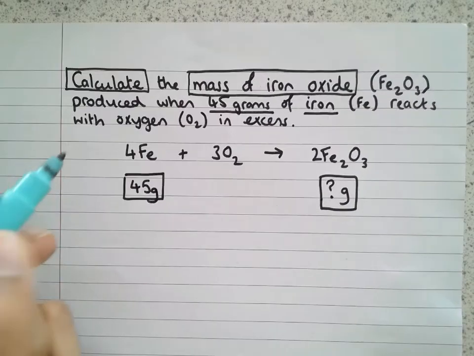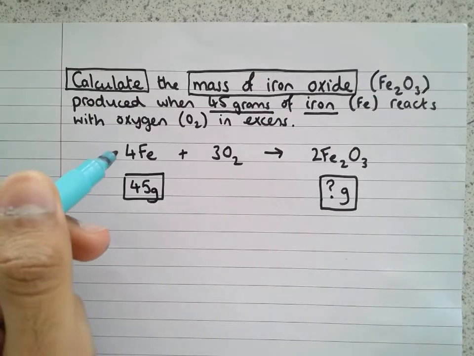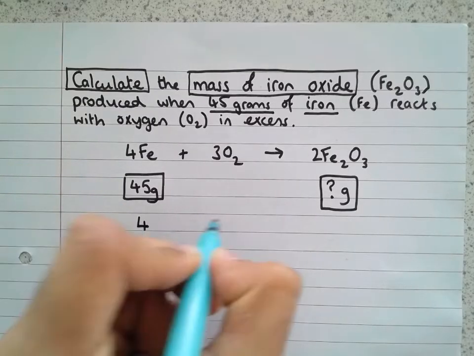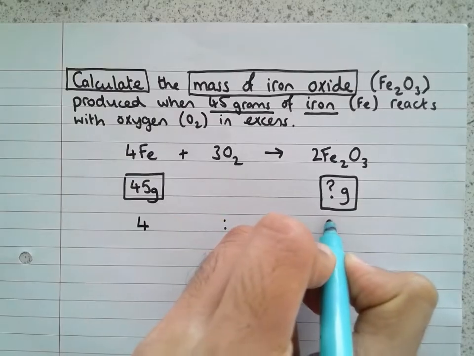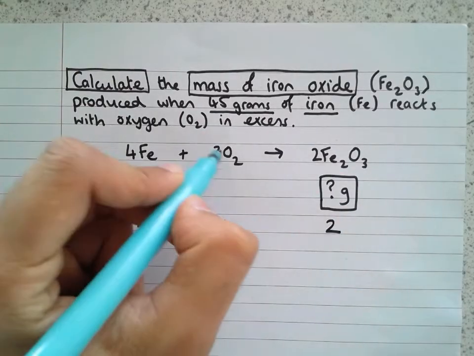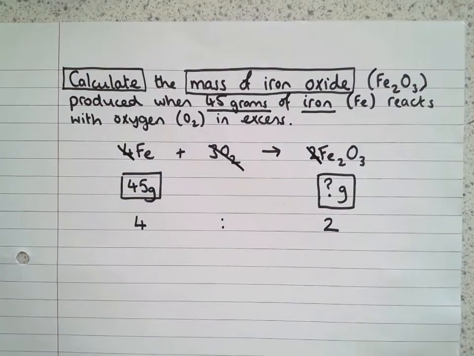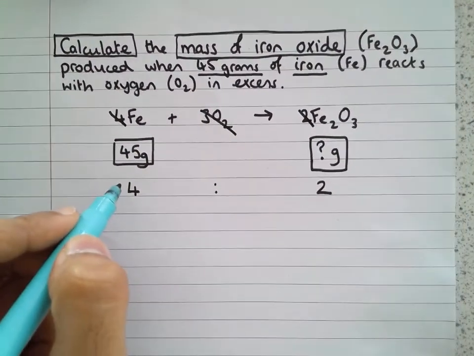Now, the next step for me is just to write down the mole ratio of the two substances that we are interested in, and the mole ratio is 4:2. I don't need to worry about the oxygen, and I don't need to think about these numbers anymore because I've got them written down here.